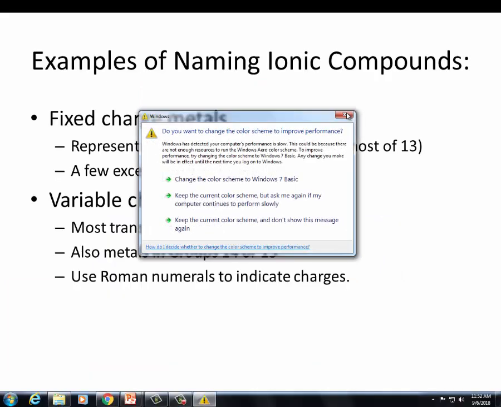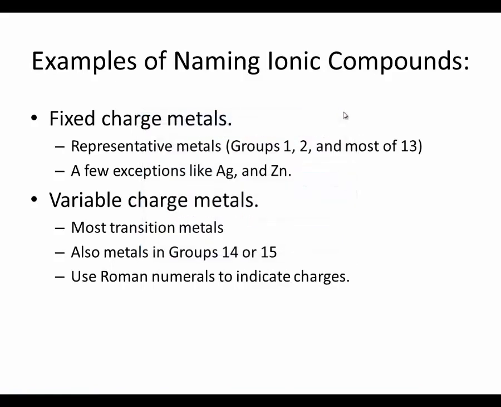We're showing here on this slide the fixed charge metals, so groups 1, 2, and 13. I'm using the other numbering system here for the periodic table, but it's the same idea: 1A, 2A, 3A. There are a few exceptions. You don't have to remember these exceptions, but they will show up in the lab next week. Silver and zinc are exceptions, and we'll talk about those during lab next week.